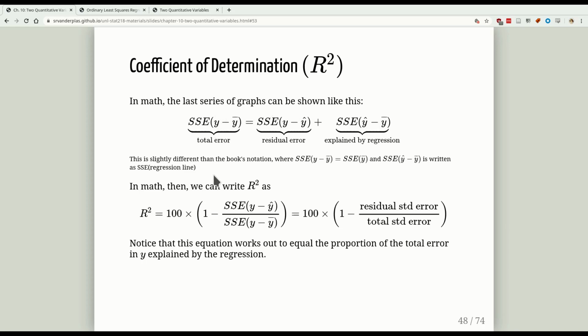Which means in math, we can write r squared as 100 times 1 minus the residual errors over the total errors. And this works out to equal the proportion of error in y explained by the regression. So that's where this whole interpretation of r squared comes from.